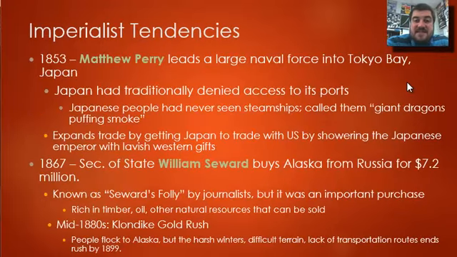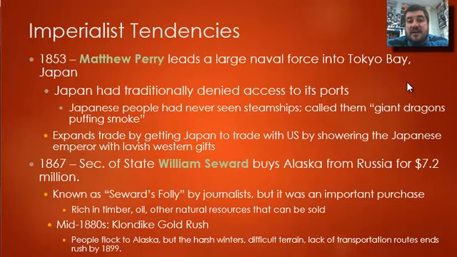The imperialist tendencies begin, you can trace it to 1853, where Commodore Matthew Perry leads a large naval force into Tokyo Bay, Japan. Traditionally, Japan has denied access to its ports from other countries. They're kind of a closed-off nation. These Japanese people have never even seen steamships before, and when they pull into Tokyo Bay, they think they're giant dragons puffing smoke. And so Matthew Perry gets Japan to realize how far behind the times they are by showering the Japanese emperor with lavish Western gifts, and they decide that they are behind militarily as well.